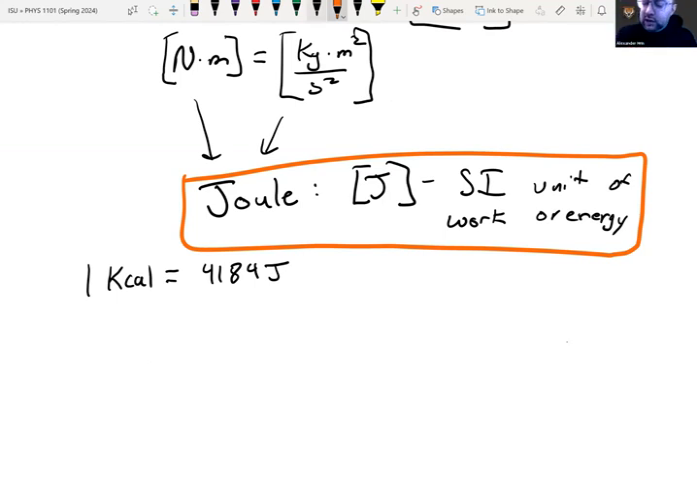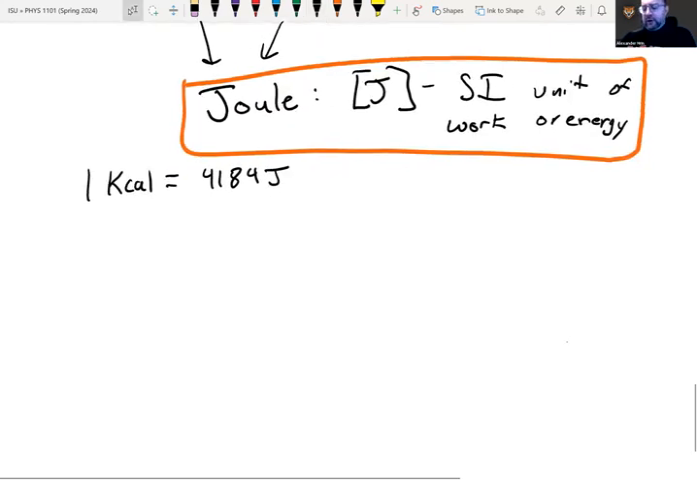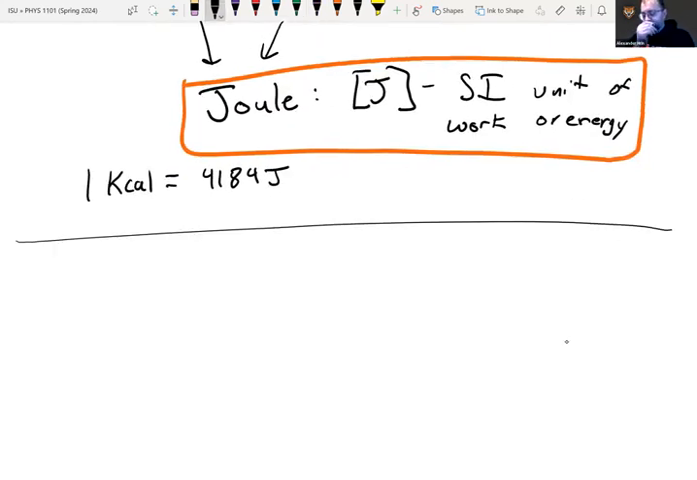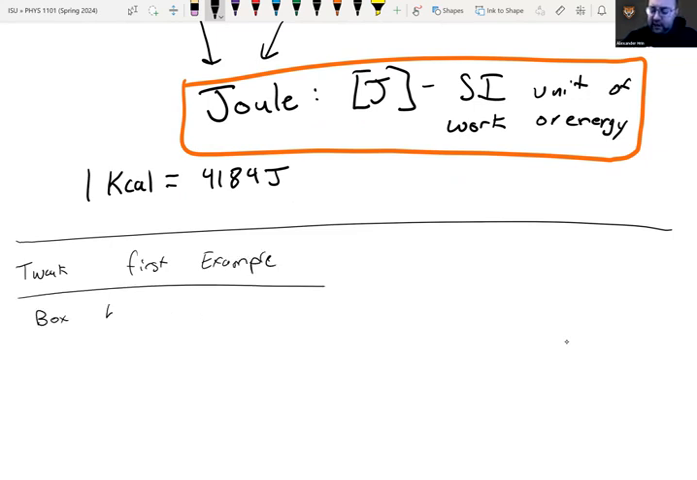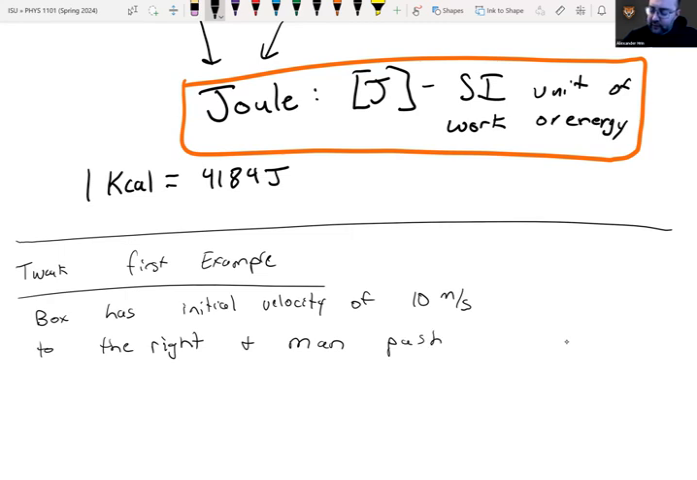Okay. Now I want to talk a little bit about some of the things that can come up. So I'm gonna tweak the first example slightly. And instead of that, what I'm gonna say is the box has initial velocity of 10 meters per second to the right. And then the man pushes to the left.